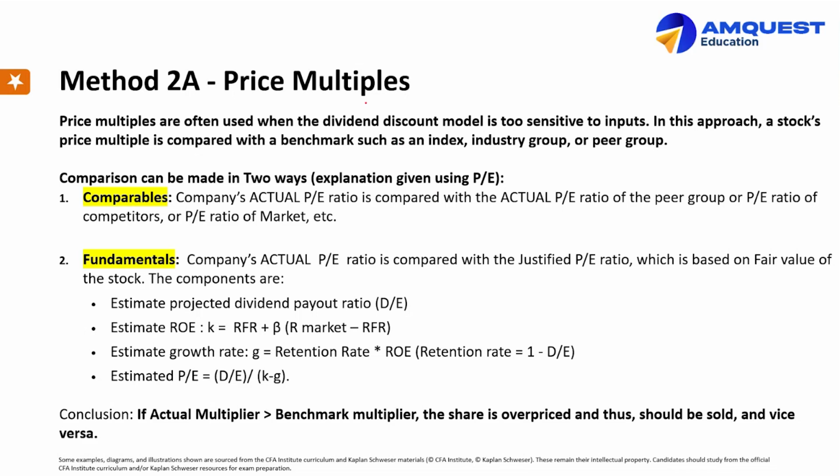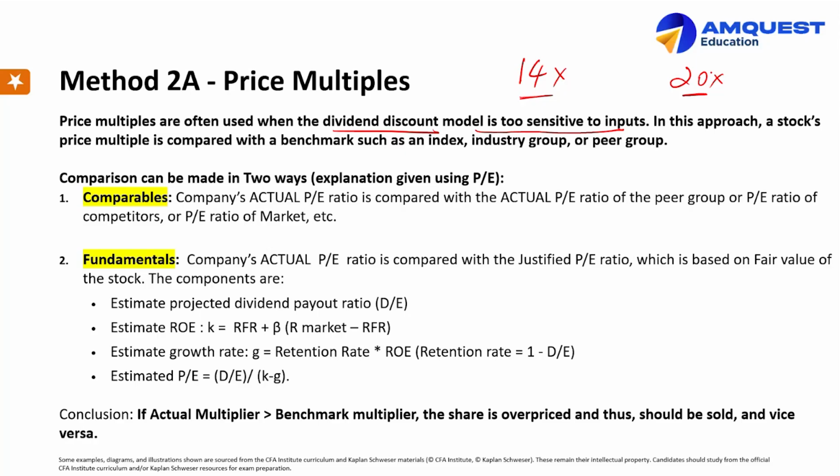So again, you have to mark this. It's an important theoretical question. The dividend discount model is very sensitive to inputs. In this approach, the stock price multiple is compared with a benchmark such as an index, industry group or a peer group. So the first and most commonly used method is the PE ratio, or price to earnings ratio. If, let's say, the automobile industry has a PE ratio of, for example, 14x, and my stock has a PE of 20x, we say the industry has a value of 14x, I have a value of 20x, so I am overvalued.